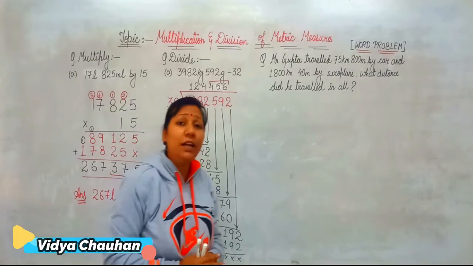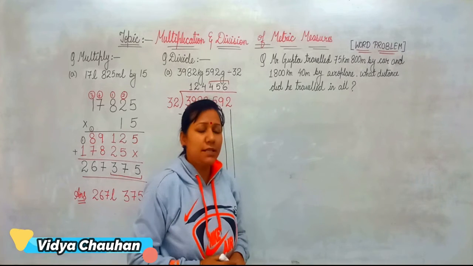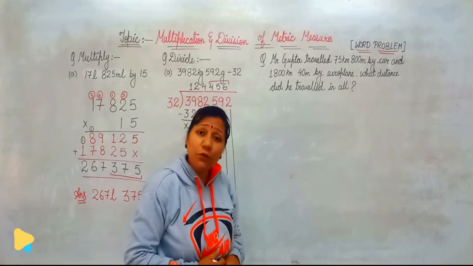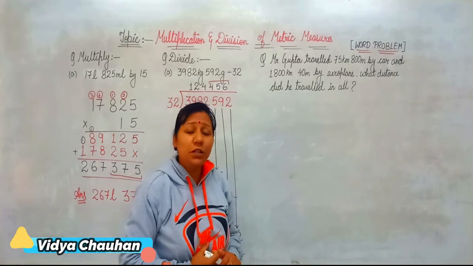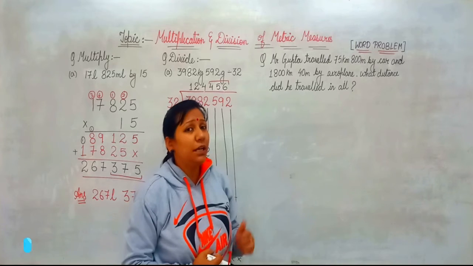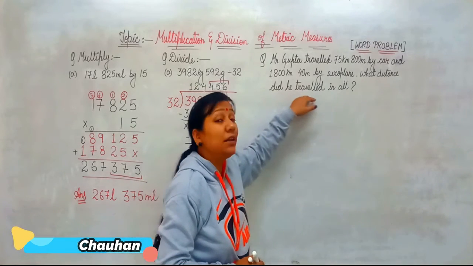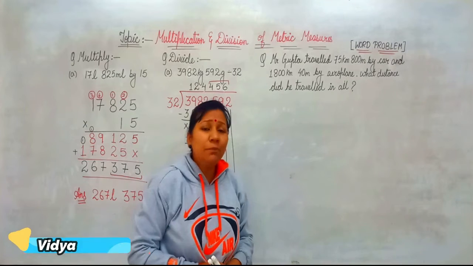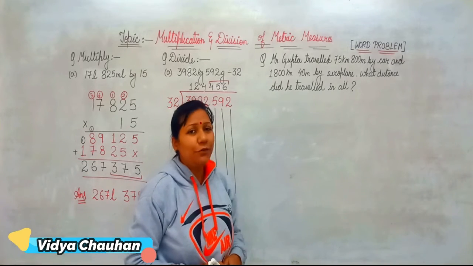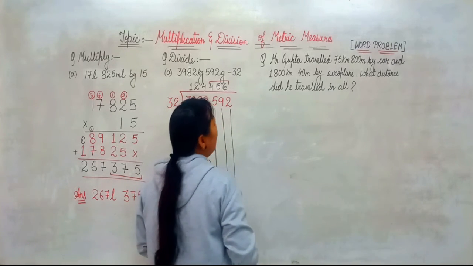So you have to find the total distance traveled by him. So what will you do? Which operation will we use here? Addition, subtraction, multiplication or division? Yes students, just because you have to find the total distance covered by him, we will add the values. So let us write the statements first.